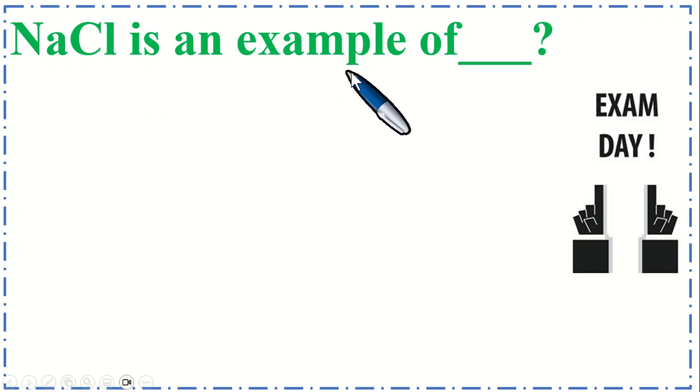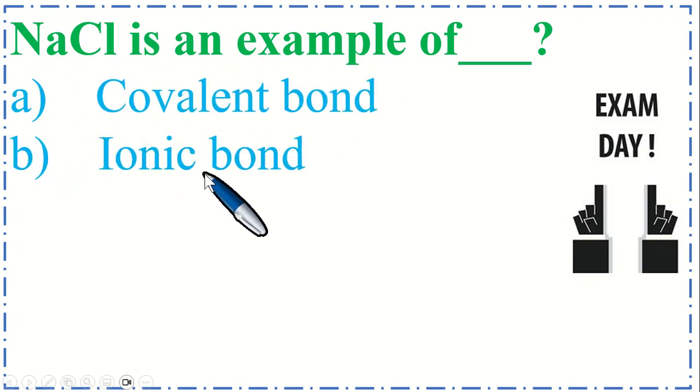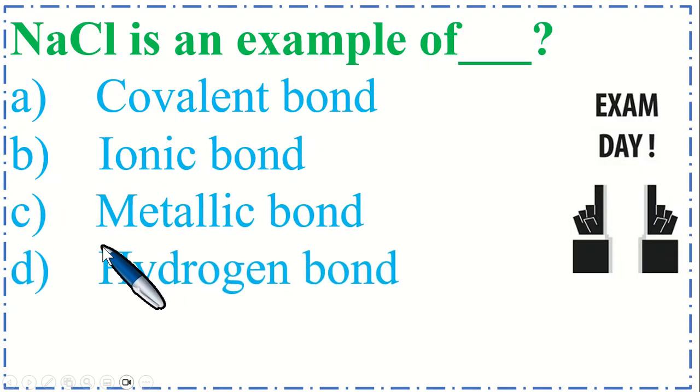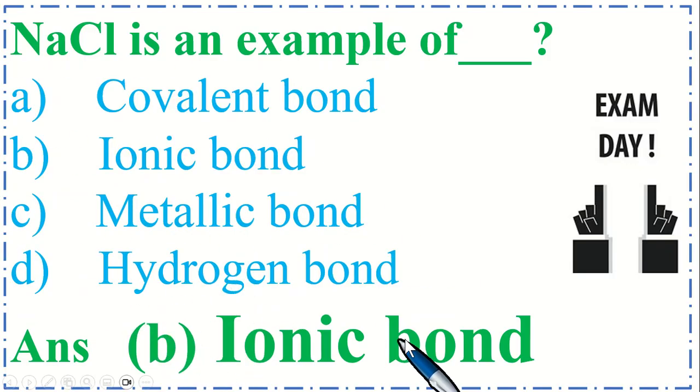NaCl is an example of dash. Option A covalent bond, B ionic bond, C metallic bond, and option D hydrogen bond. So the correct option is B ionic bond.